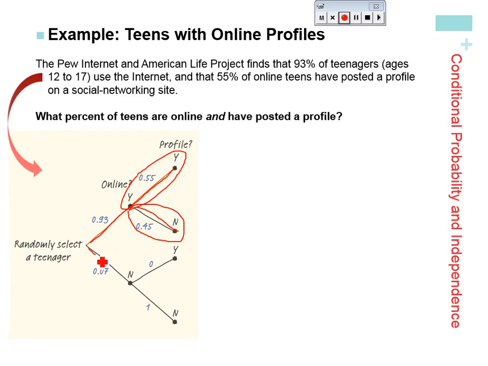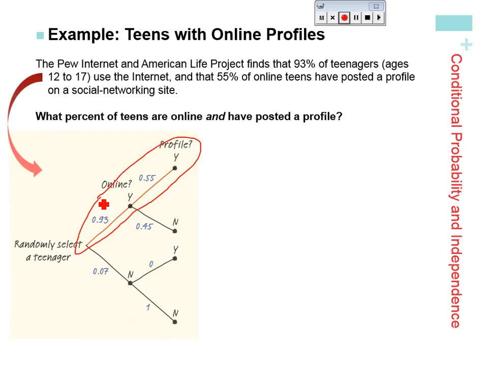And then for those teens that are not online, there's a 0% chance that they've posted a profile to a social networking site, because if they're not online, they have not posted a profile. And then the probability that they haven't posted a profile is 1, because if they're not online, then they're not posting a profile. So to find what percent of teens are online and have posted a profile, essentially what we're looking at is this group right here. It's the group that is online and has posted a profile to a social networking site.